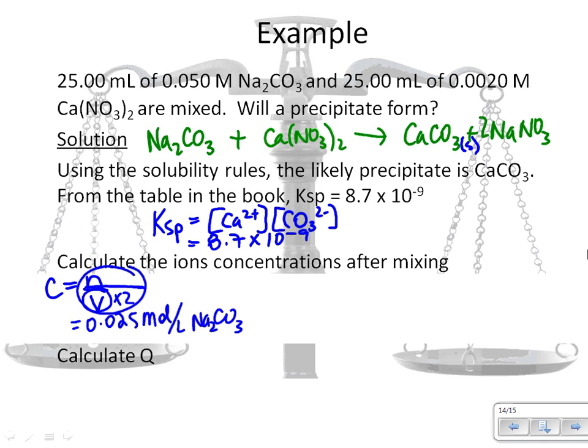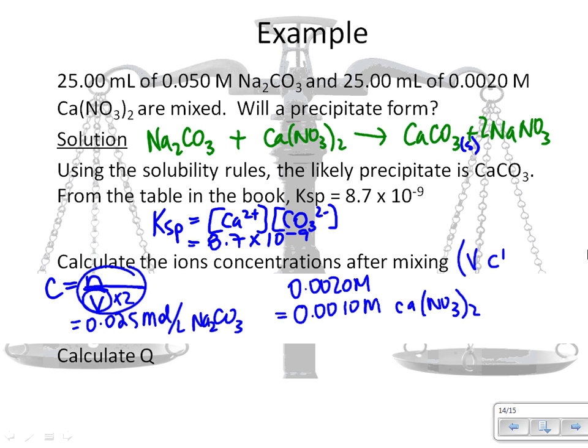My concentration of my calcium nitrate is basically going to be 0.0020 molar. Divide by 2, 0.0010 molar of calcium nitrate. If you didn't get that, come talk to me in class and I can take you through it in a little bit more detail. But those are your concentrations after you've mixed, because after you've mixed, the volume changed. You didn't have just 25 mL, now you had a total of 50 mL.